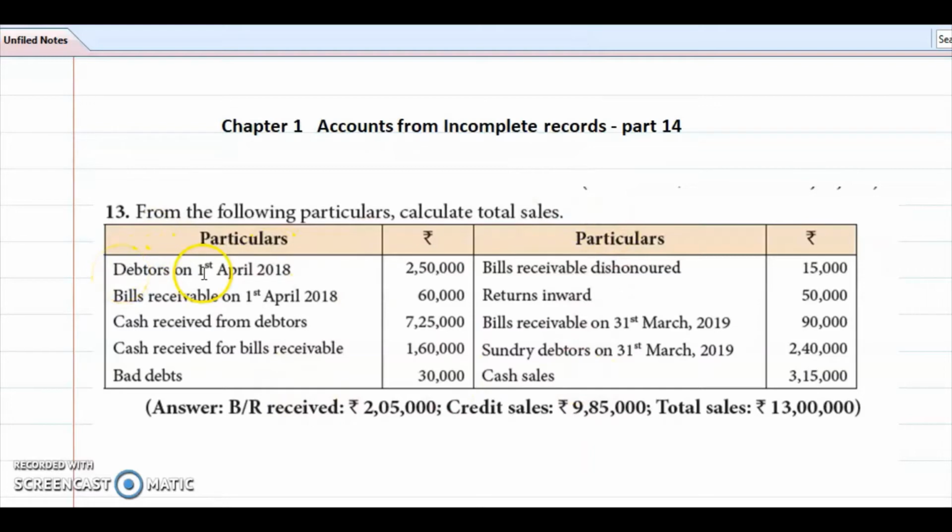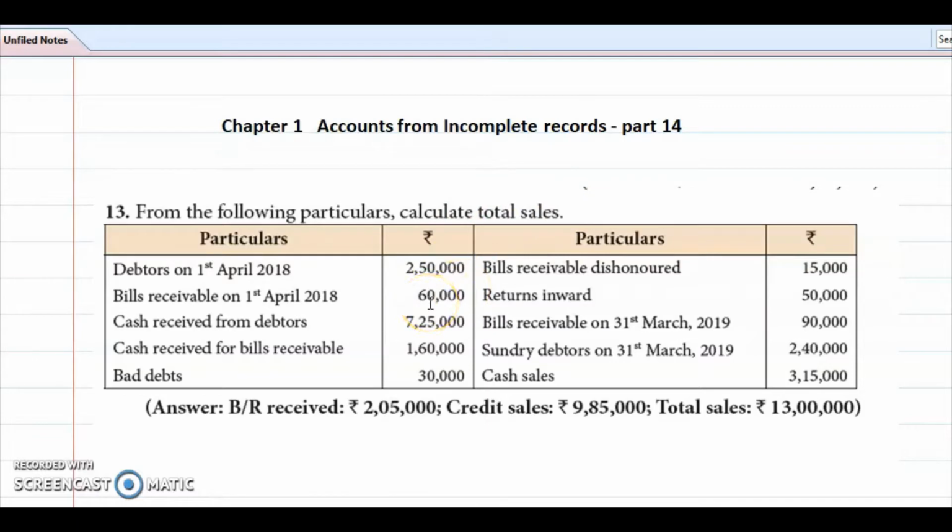Debtors on 1st April, bills receivable opening, cash received from debtors, cash received for bills receivable, bad debts, bills receivable dishonored, return invoice meaning sales returns, bills receivable closing, sundry debtors closing, and cash sales are given. So we have to calculate total sales. What are the things that we have to identify?